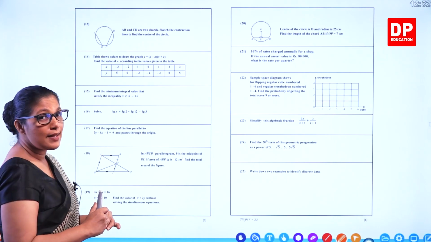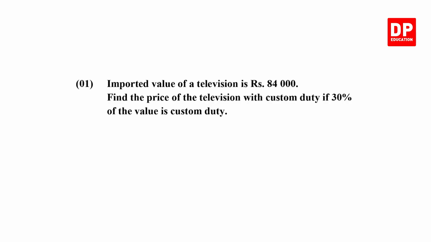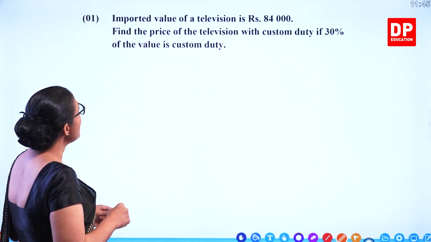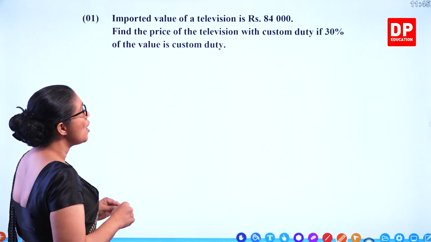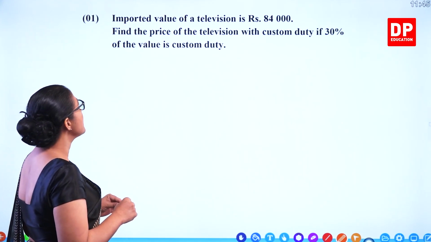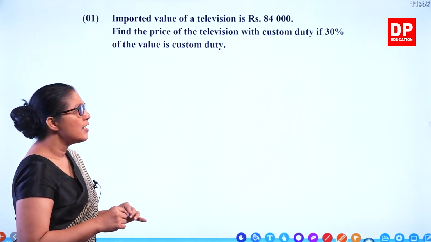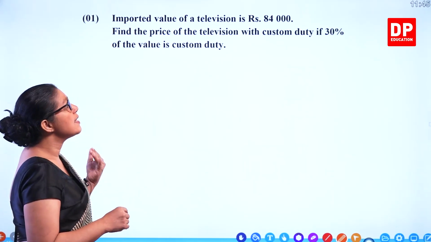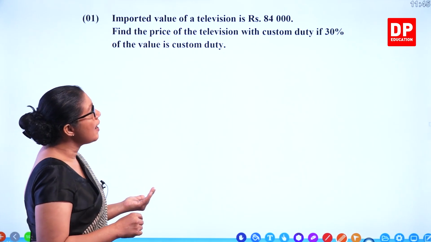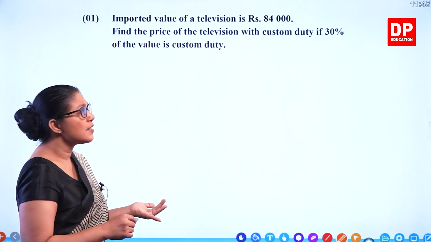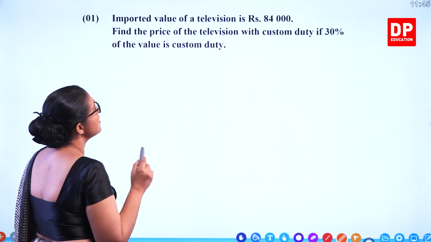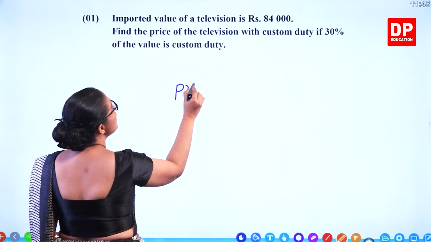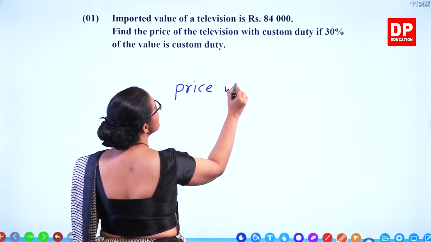So we'll look at the first question. Imported value of a television is 84,000 rupees. Find the price of the television with custom duty if 30% of the value is custom duty. If you buy for 100 and you are paying 30%, what's the value you have to pay? 130 rupees with the custom duty. So if this is 84,000 rupees, what's the price with the custom duty?